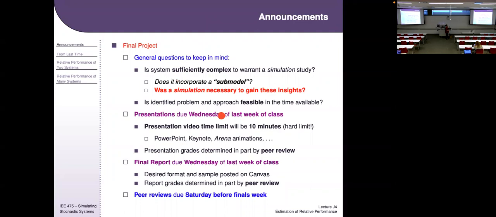So the next deliverables are the last week of class. In the middle of the last week of class, you'll upload a 10-minute presentation that your team members should contribute to, but you shouldn't view it as everybody has to speak for 2.5 minutes or something like that. It just has to be clear that everybody had a part to play in the project.